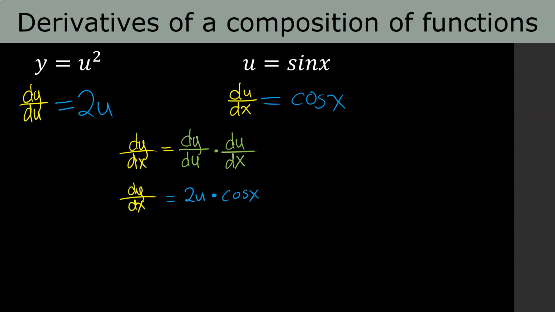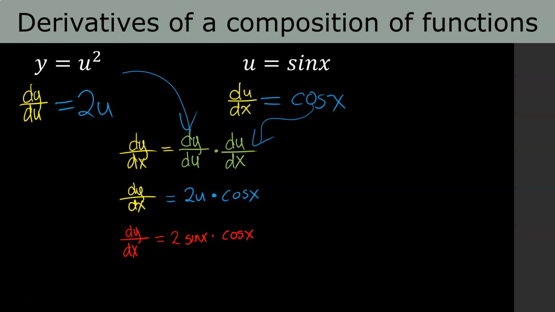And so what do we do? We replace dy over du with 2u and du over dx with cosine of x, and we get dy over dx is 2u times cosine of x. That doesn't look quite right. Let's get rid of that u, replacing u with the sine of x we started with. So dy dx, or the derivative, is 2 sine x cosine x.